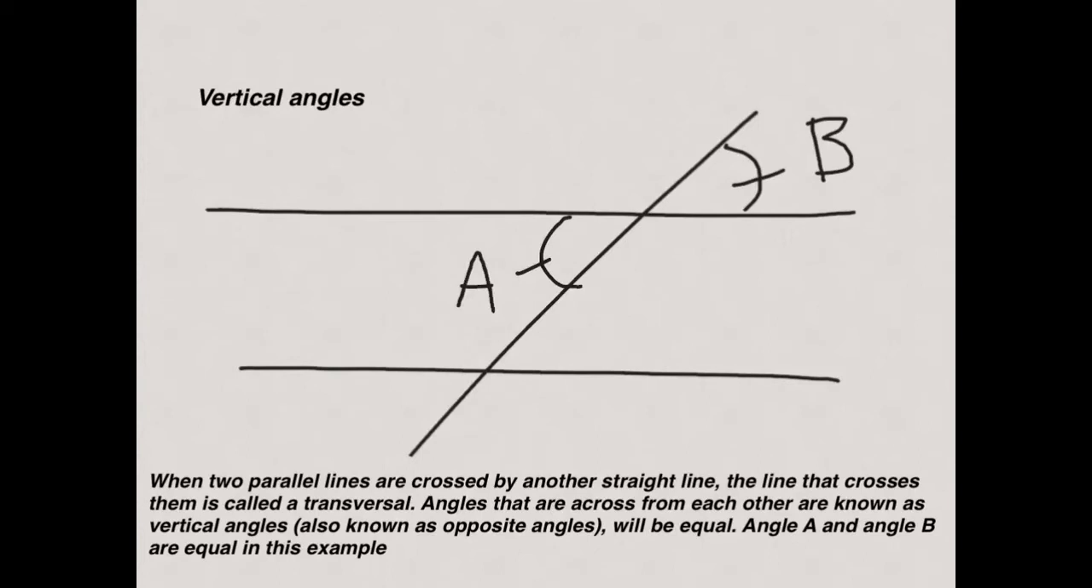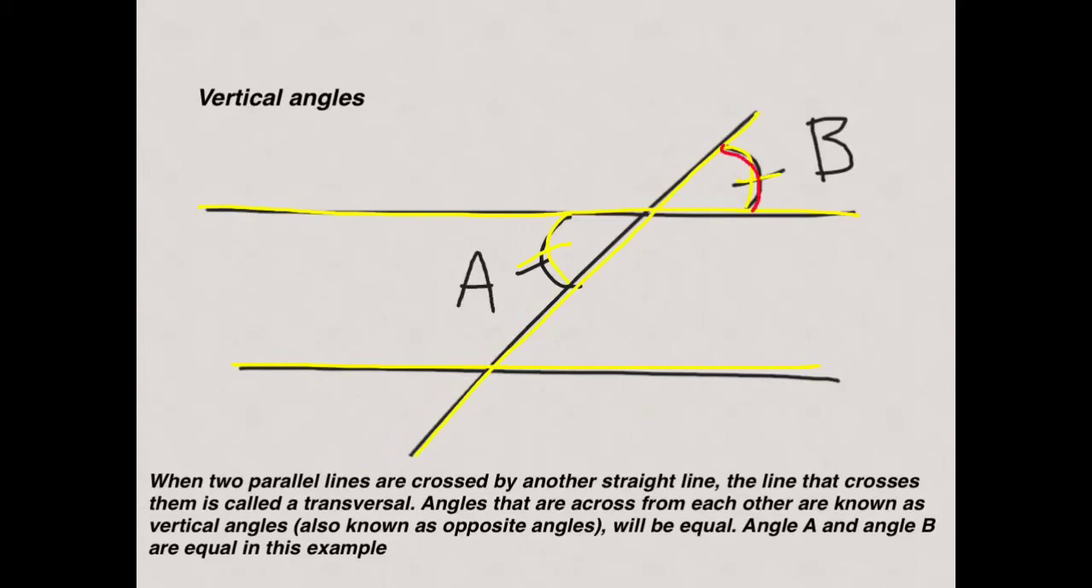Now, vertical angles are created when you have, say, two parallel lines, and then another straight line. It has to be a straight line. You have another straight line that cuts through them. So the angles that are opposite of each other are called vertical angles. And this line right here means that these angles are congruent, that they're equal to each other.